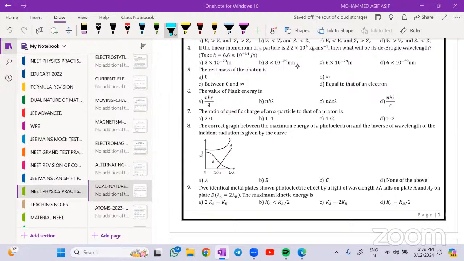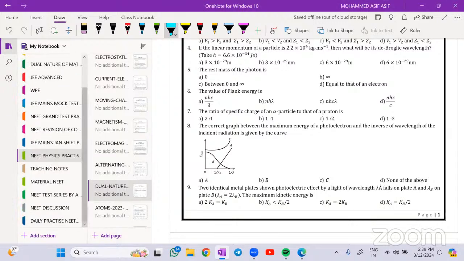Your role is only to complete dual nature as early as possible.